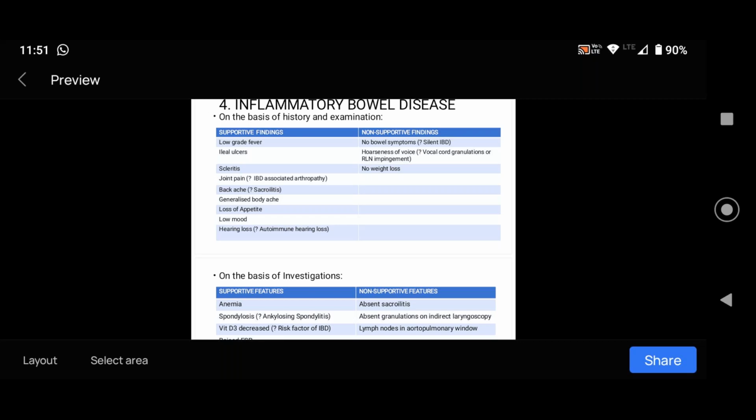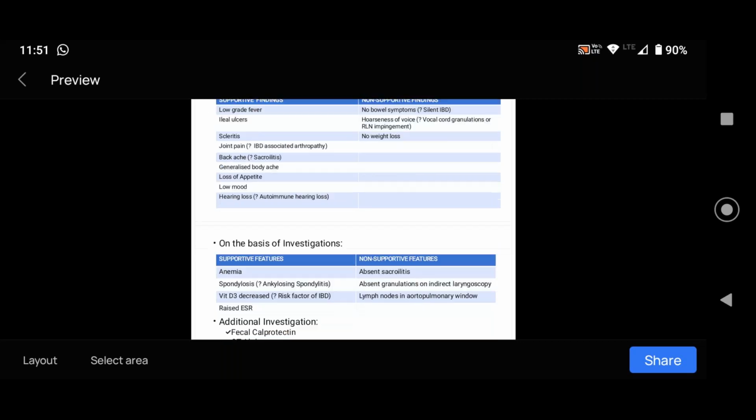Ma'am, in the history itself, we did not know that it was recurrent laryngeal nerve impingement. So hoarseness of voice because of vocal cord granulations could have gone in favor of inflammatory bowel disease. But hoarseness of voice with recurrent laryngeal nerve involvement does not exactly go in favor. And there is no history of weight loss also, so that also goes against our diagnosis. But on the investigations, anemia definitely goes in favor. Any chronic disease will have anemia.